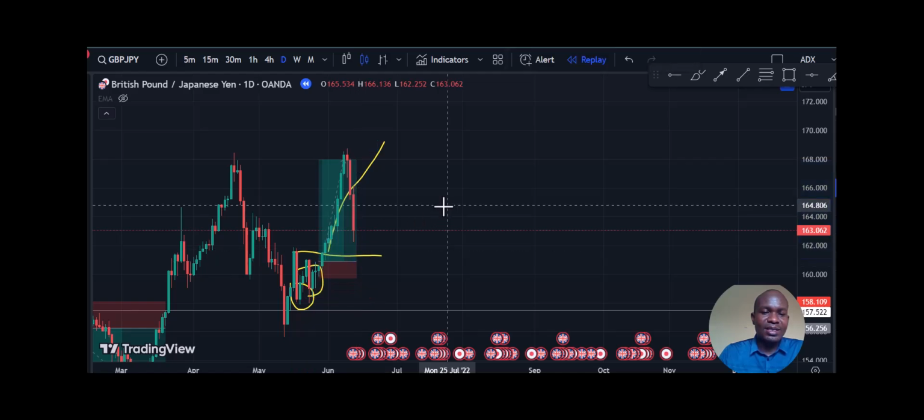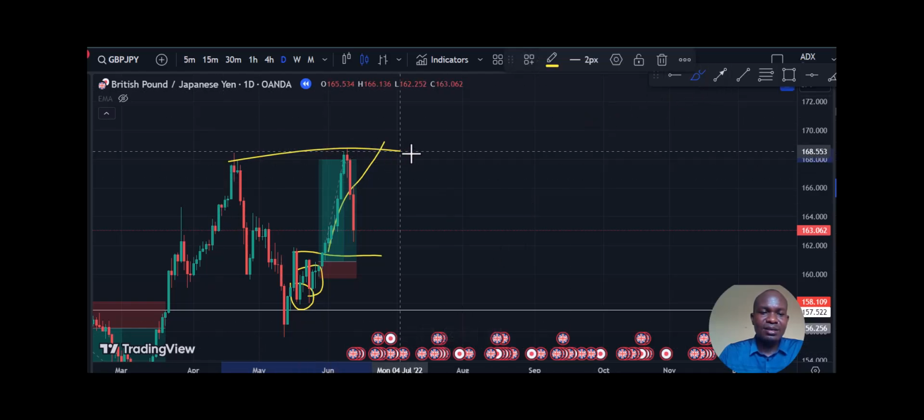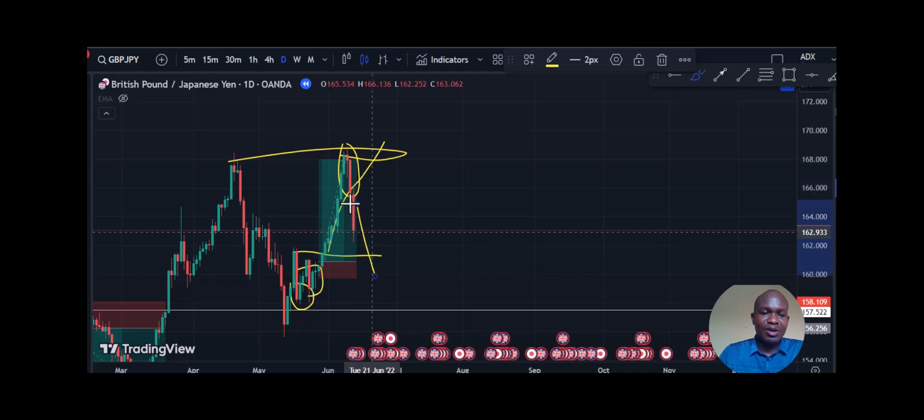Now also we can see here, this is a resistance here. So at this resistance, we saw what? An evening star. So with this evening star now, you can take a sell at this point, but because this confirmation is too big, that's why I didn't take the sell.